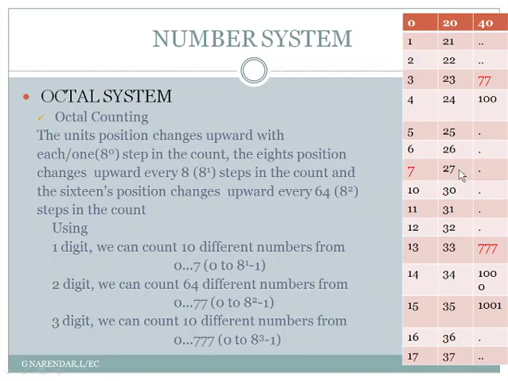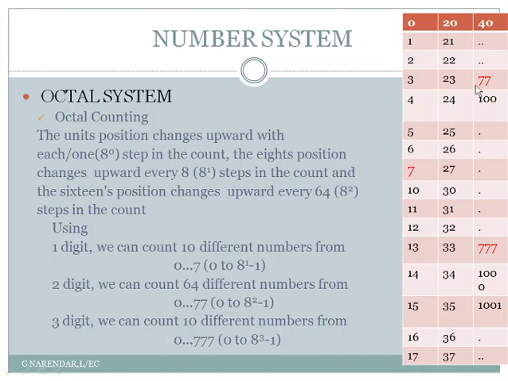In a similar way, here also 7 is the maximum count in the units position, so it has to change to 0, and the 8's position should be changed upwards, so that 2 should be changed to 3. So 30 to 37, it goes up to 37, and in a similar way 40 to 47, and similarly it will go up to 70 to 77.